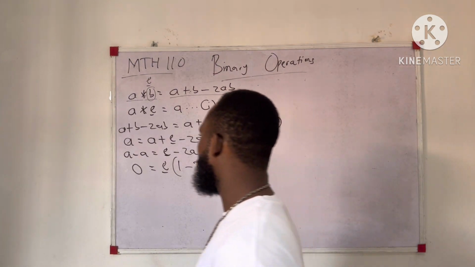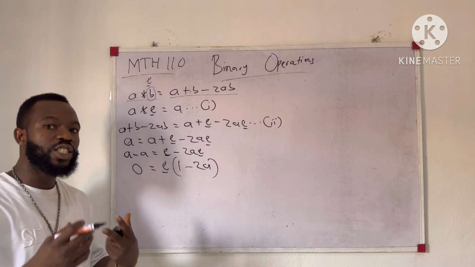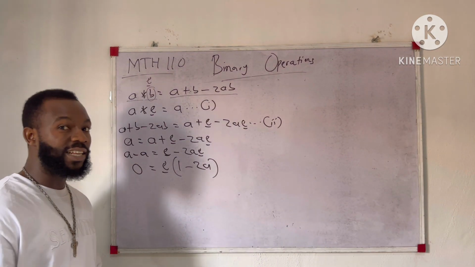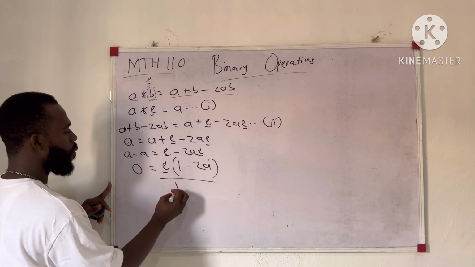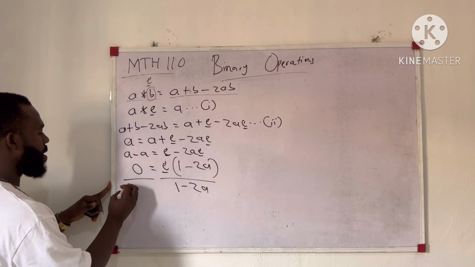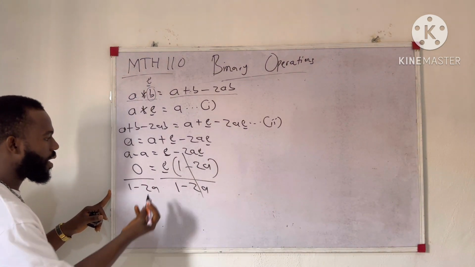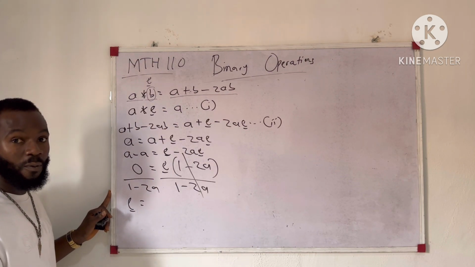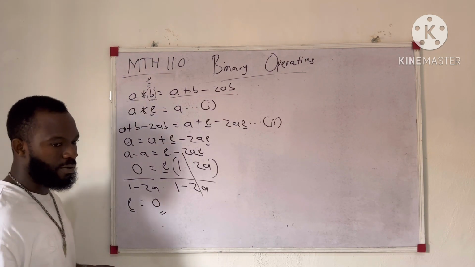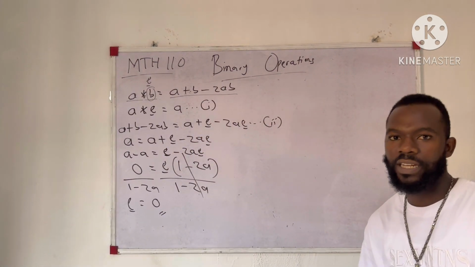All right. So now we are looking for identity. What does that mean? It means identity has to be the subject of the formula. It has to stand alone. So for identity to stand alone here, I have to divide both sides by 1 minus 2a. Now, if 1 minus 2a cancels 1 minus 2a, what do we have left, class? We have identity left. 0 divided by 1 minus 2a gives us 0. So it means in this question, our identity element is actually 0.